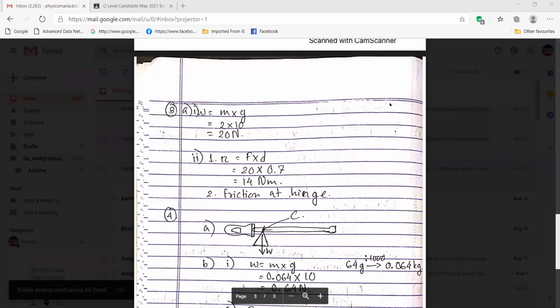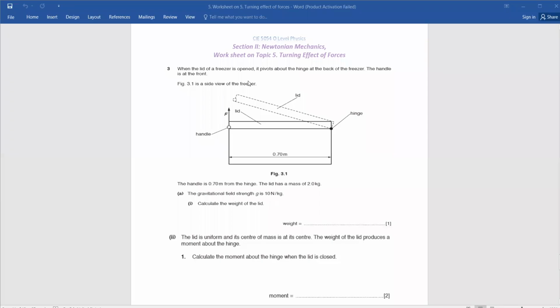I cannot see the question, sir. Okay, I'm showing you, no problem. So here is the weight, 20 Newton. That one is working in the middle, right? Yes, middle of the lid. That's the thing we have to understand. So if it is in the middle, that means it is away from the pivot by 0.35.